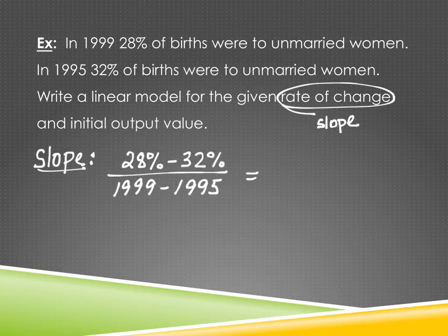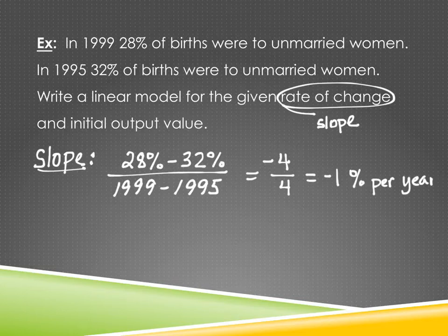So if I let them go in this order, what is the numerator going to give me? It's actually negative 4. And the denominator is 4. And if I divide, I get negative 1. And in terms of units, I've got percentages on top, and I've got years on bottom, right? So this would be percent per year.